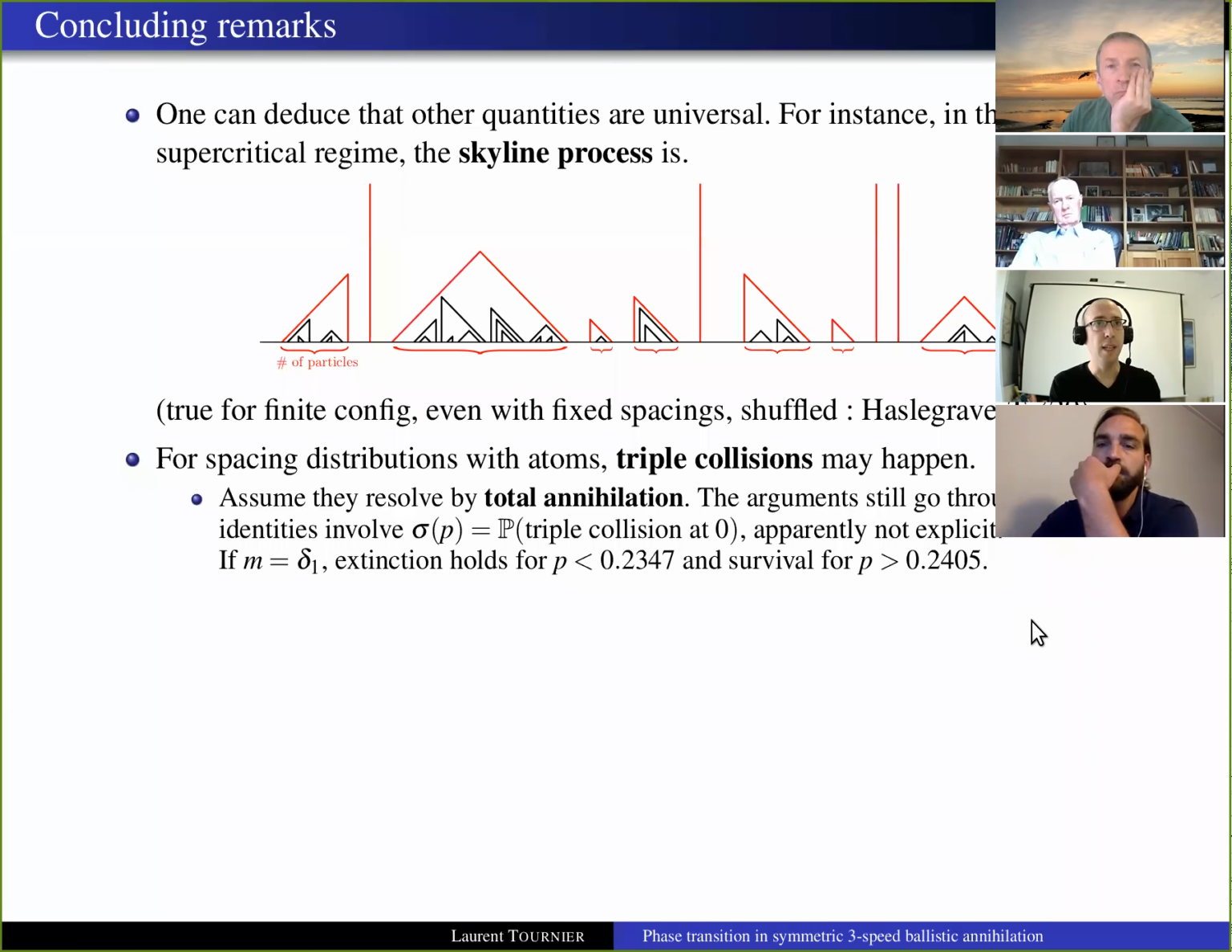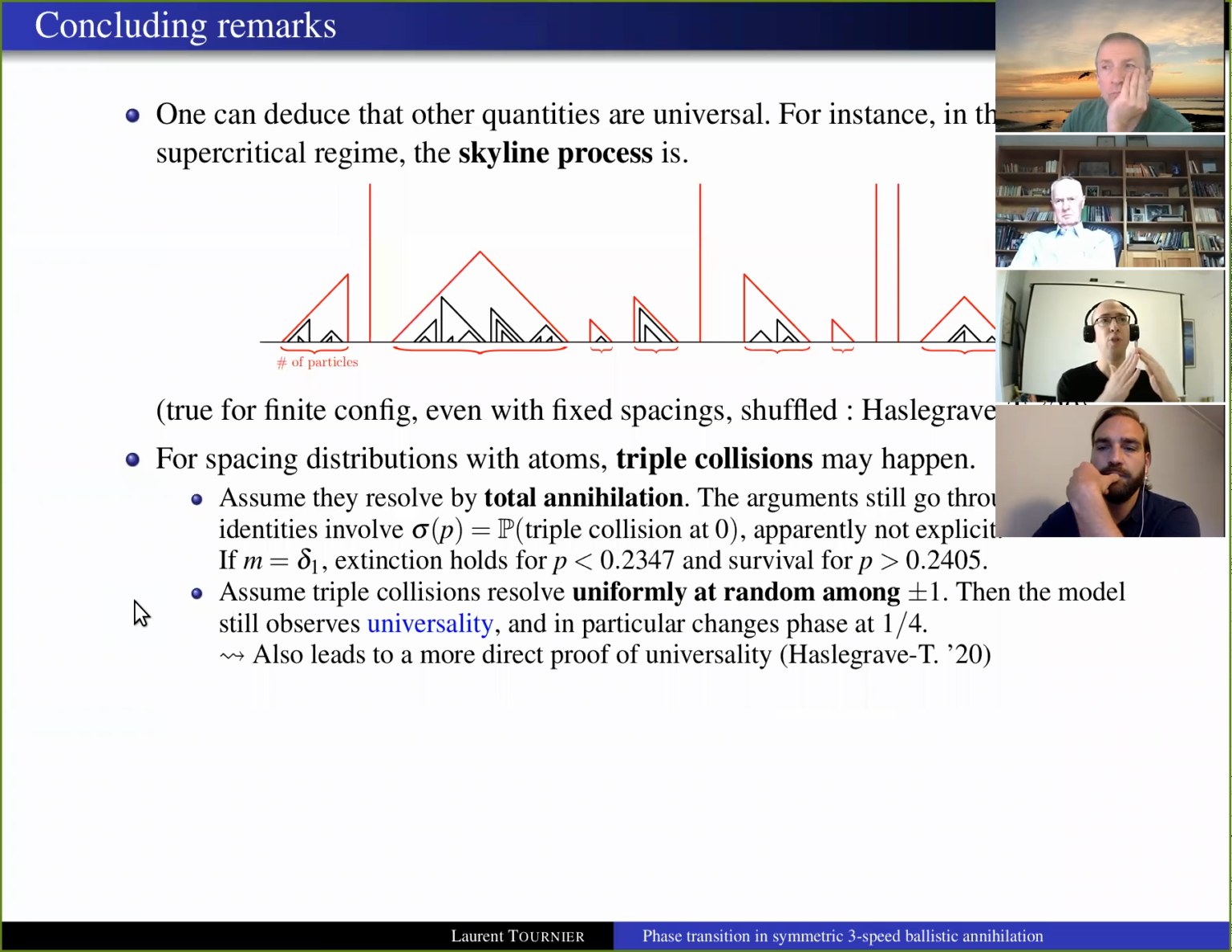Also, alternatively, you could also say that after a triple collision, you can view this as an approximate continuous collision, saying that actually there is one of the moving particles that would hit the static particle before the other one, but just before. And in this case, you say that you choose uniformly at random which one of the +1 or the -1 survives. So that's actually a good way of doing things because it preserves universality. In fact, you can adapt all the arguments that I said before to this case. So there is no reason in the end to assume that you have no atoms. You can put atoms and resolve triple collisions in this way, and everything works the same.